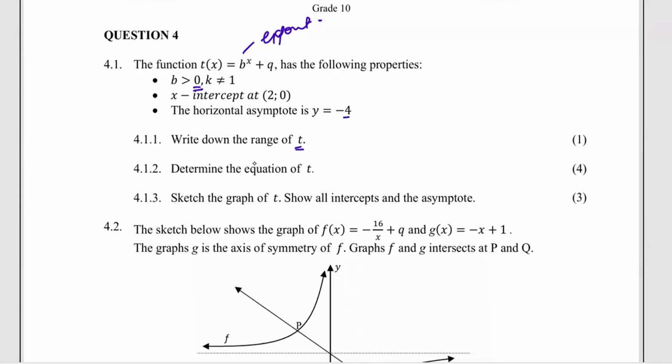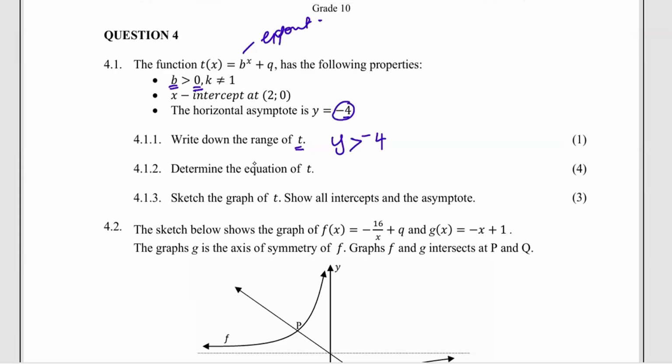So when you're writing the range, you base on the asymptote. So you're going to say that y needs to be greater than negative 4, since the b is greater than 0, it's not negative. Will it make sense though? Negative 4. What is the y-intercept? Do we have a y-intercept? We don't know yet. Okay.